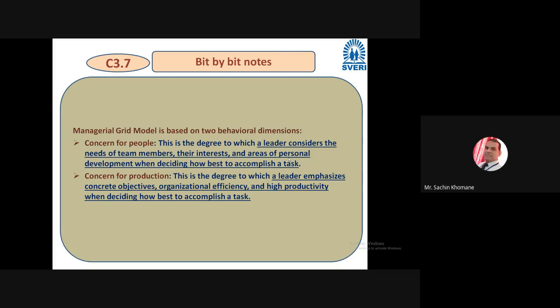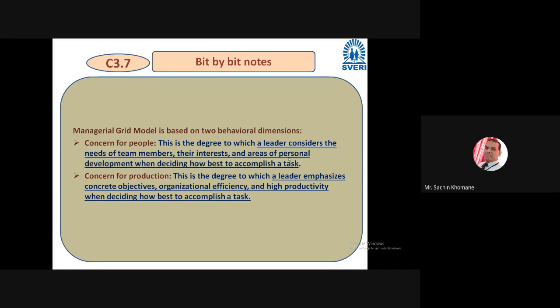While accomplishing the task in a better way, what does the leader have to emphasize? Concrete objectives. What is the objective? You have to produce so and so. You have to have a target. Your objective is to produce 1000 components. So he has to emphasize that. That is a concern for production. Increasing organizational efficiency, this is also concern for production. Higher productivity, concern for production.